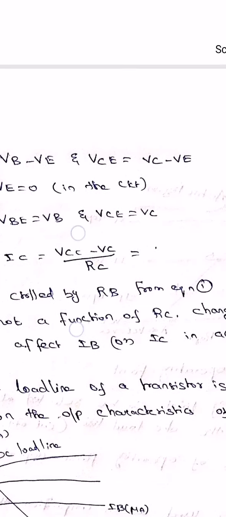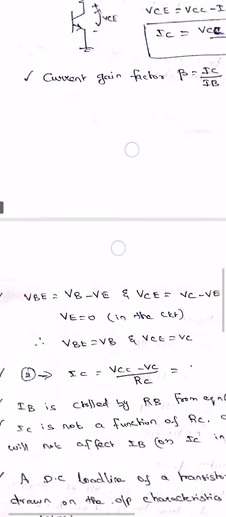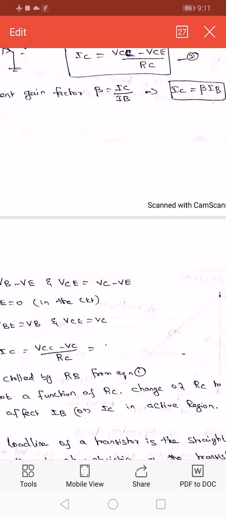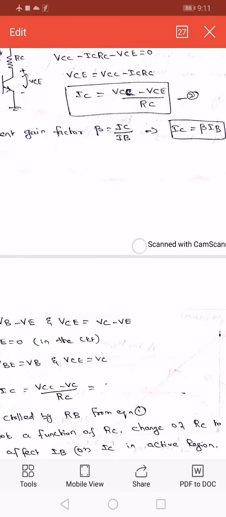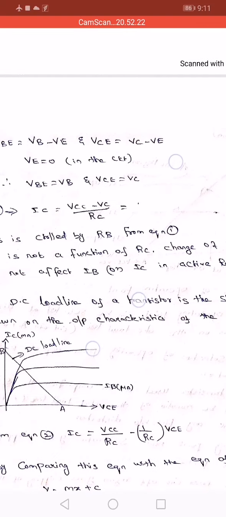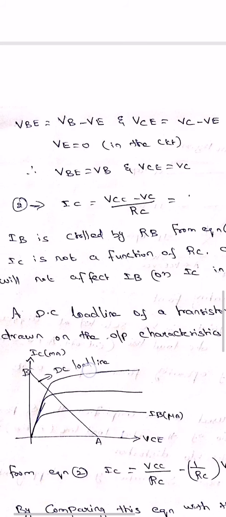Now substitute this value into the second equation. The second equation is IC is equal to VCC minus VCE by RC. Right? So here VCC minus VC is nothing but 0. So here the IC value becomes 0, right? Because VC minus VCC is equal to 0.